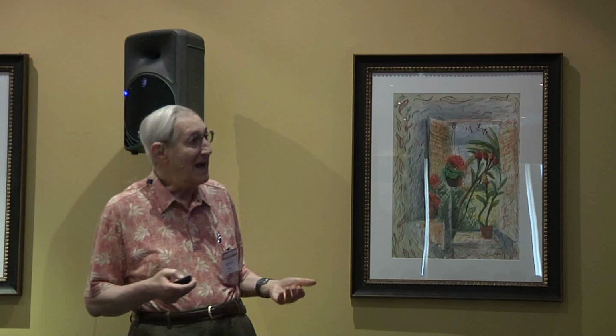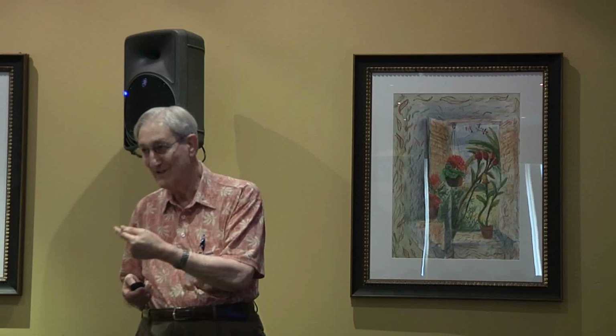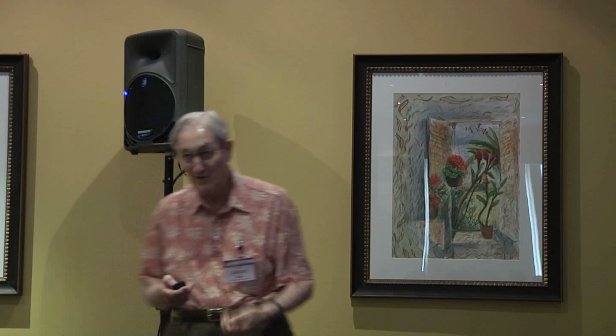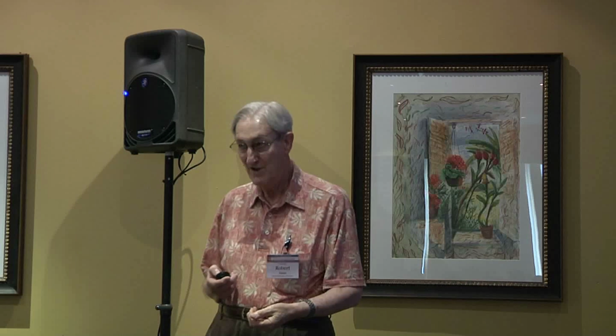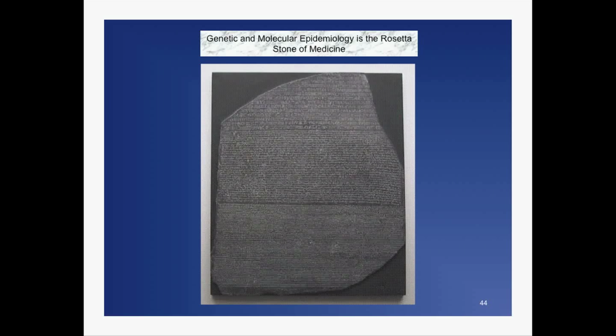All right? And beware of type 3 error. It's much more prevalent than you think. All right? And beware of results that depend on asymptotic null distributions. These p-values of 10 to the minus 20, they're just rubbish. Okay? So, distinguish between evidence and belief. A lot of what geneticists do is based on belief, dogma, not evidence. I can talk more about that if you want.